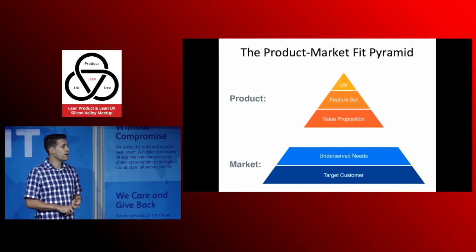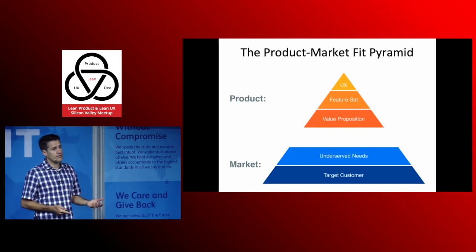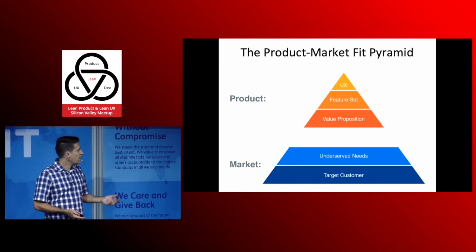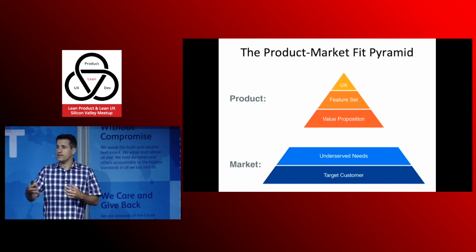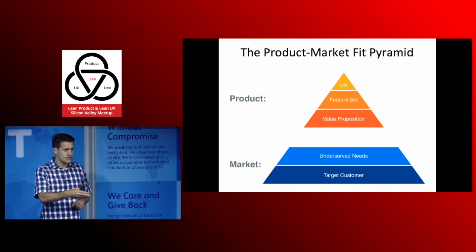How are we going to meet those needs in a way that's better than the other products that are out there? That's where product strategy lives. And then there's feature set. The next thing up is feature set. That's the functionality that actually conveys the benefits in the value proposition to the customers.